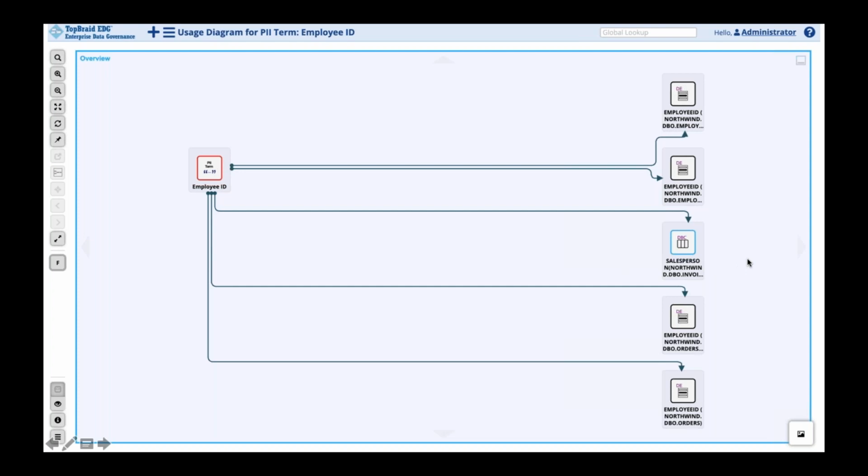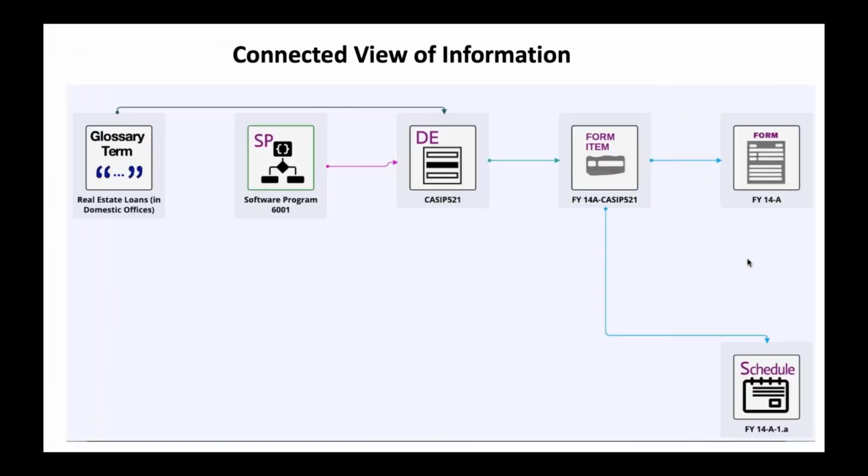So this type of mapping lets us then see the usage of the business term. We see all the various places where employee ID data is stored, where data corresponding to the business term is stored. And in a larger context, it lets us ask and answer all sorts of questions.